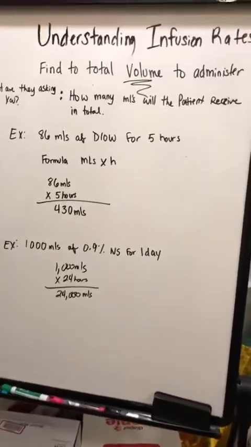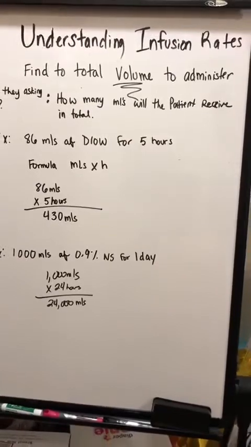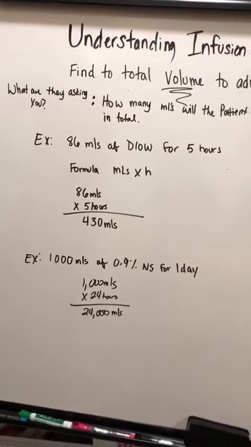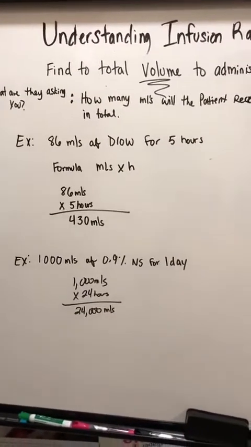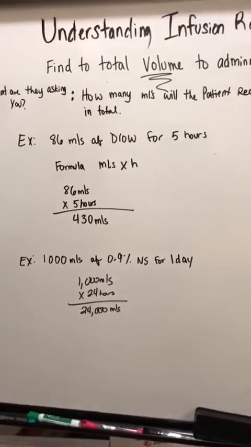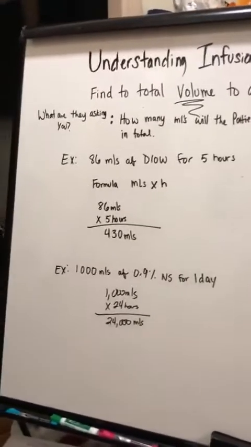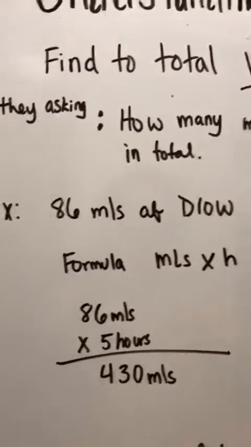So when you see something that's infusion rates and they're asking you to find the total volume to administer, I wanted to break it down to you as to what are they asking you? What are they exactly asking you? Well, they are asking you how many mLs the patient will receive in total. Based on the order, how many mLs will the patient get at the end of the infusion, okay? That's layman terms. An example of this, these are pretty much straightforward.